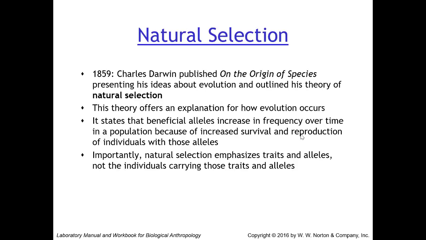Next is natural selection as a force of evolution. In 1859, Charles Darwin published On the Origin of Species, which presented his ideas about evolution and outlined his theory of natural selection. This theory offers an explanation for how evolution occurs. It states that beneficial alleles increase in frequency over time in a population because of increased survival and reproduction of individuals with those alleles. The mechanism behind natural selection is, first, there's always variation in a trait and the alleles that code for them within a population.